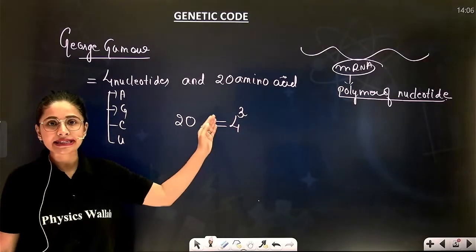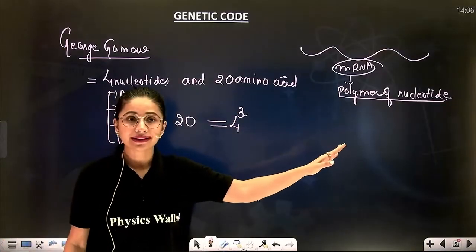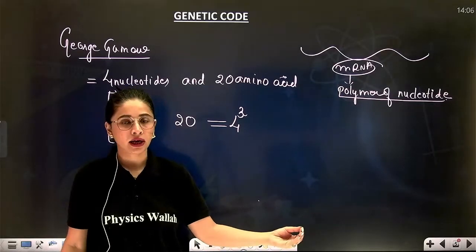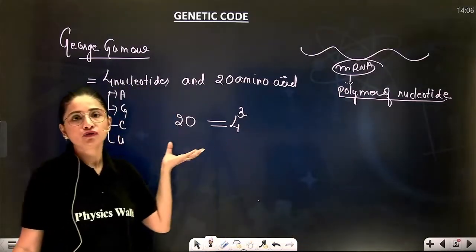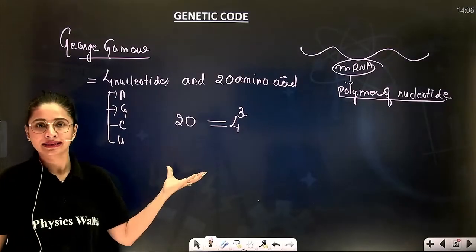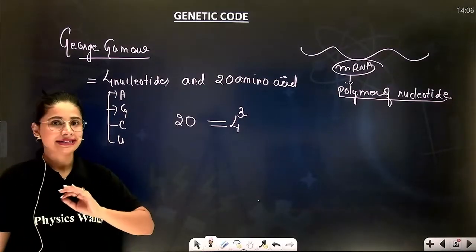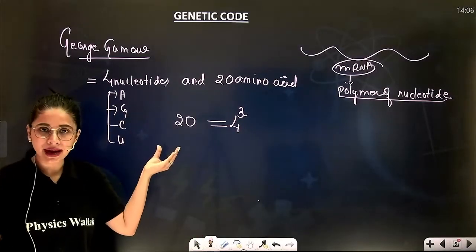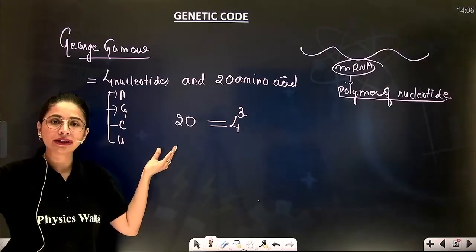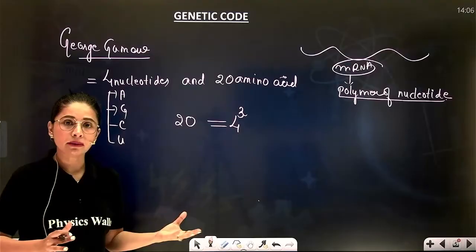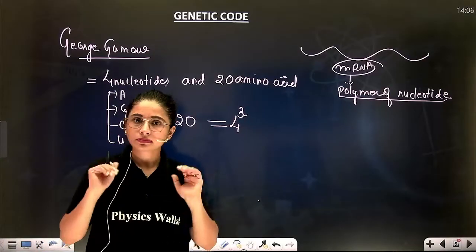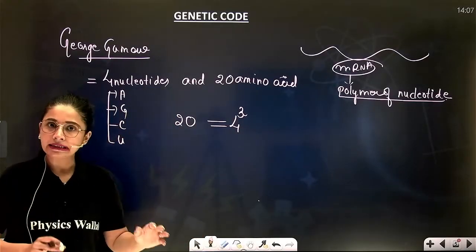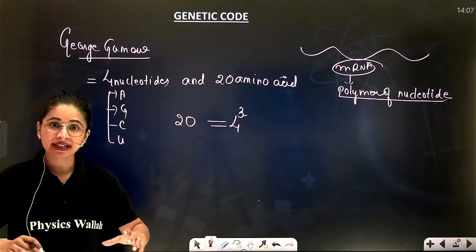4 fours are 16, 16 fours are 64. That means 64 codons are possible on the mRNA chain, which is more than sufficient for coding 20 amino acids. Doublet is not possible. Singlet genetic code is not possible because it will not be sufficient to code the amino acids, as one codon can code for only one amino acid. So if 16 codons are possible, then only 16 amino acids would have been coded. So what about the remaining 4? Right? So singlet not possible, doublet not possible, triplet is more than sufficient.